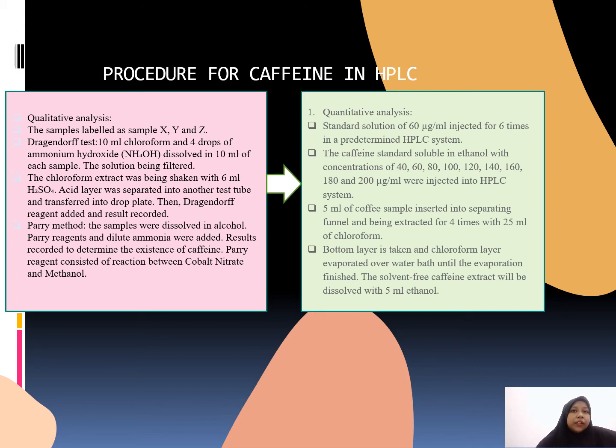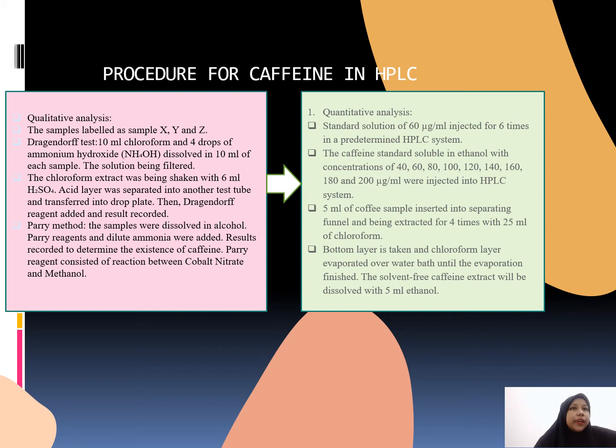In the Perry method, the samples were dissolved in alcohol. Perry reagents and dilute ammonia were added. Results are recorded to determine the existence of caffeine. Perry reagents consist of a reaction between cobalt nitrate and methanol.